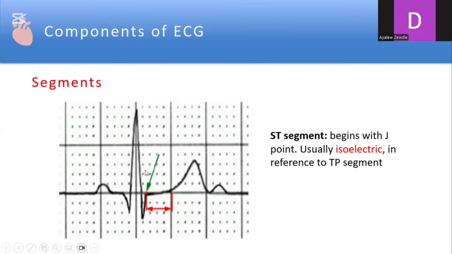So if there is elevation of the J point in reference to the TP segment, it's called ST elevation. If it is below the reference point, then it's called ST depression.